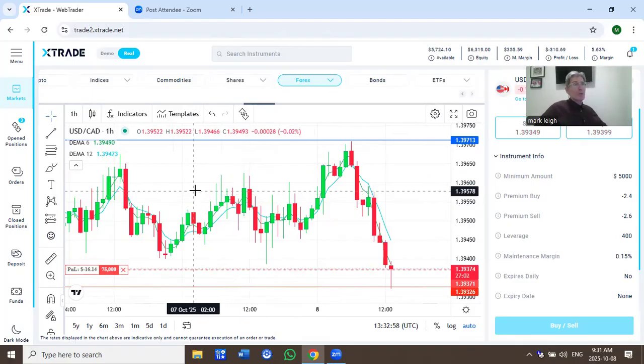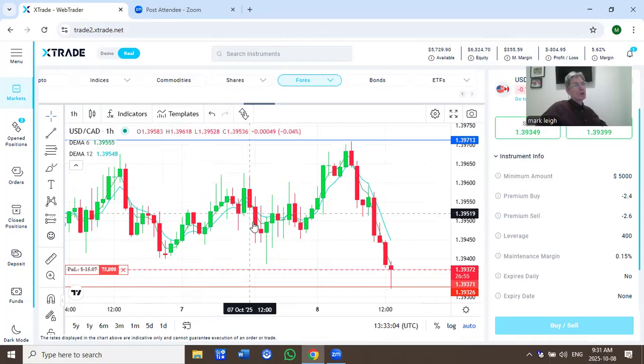US dollar. We've got resistance, support levels to see whether they break through or whether we get a bounce up of support levels, a bounce down of resistance levels. We have our levels to work with.